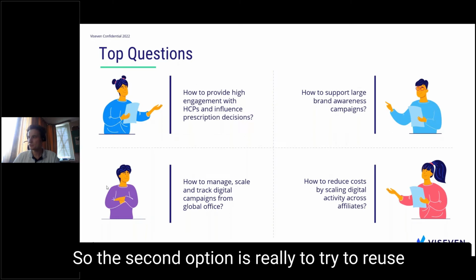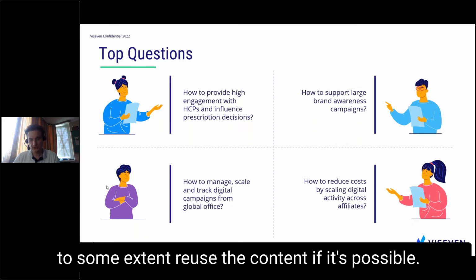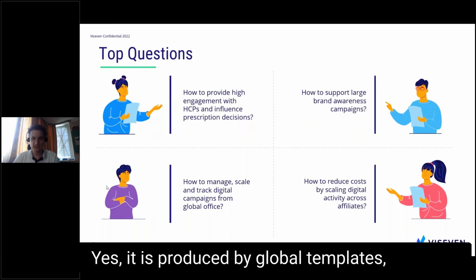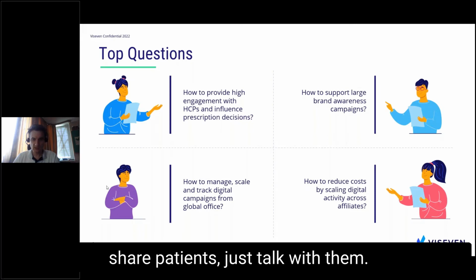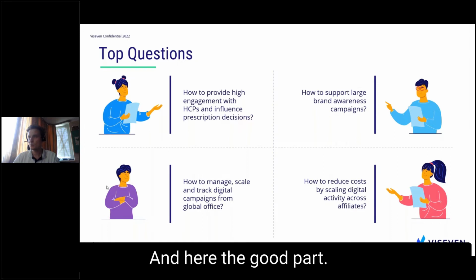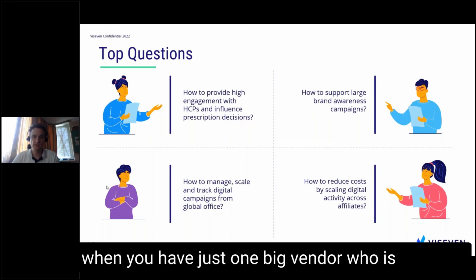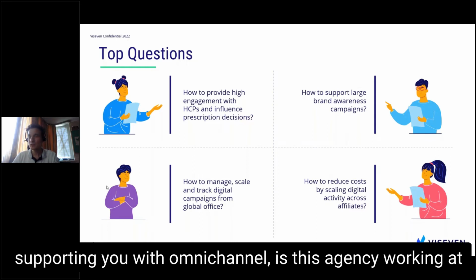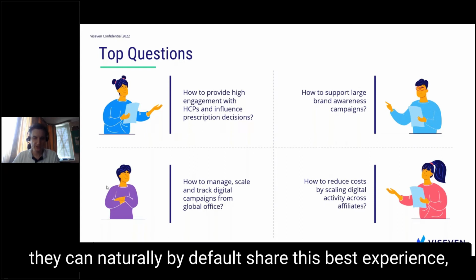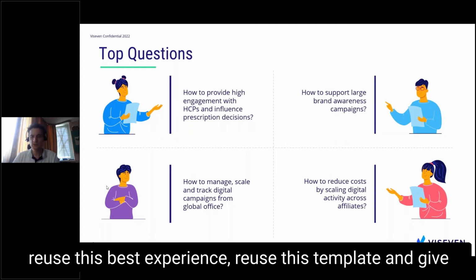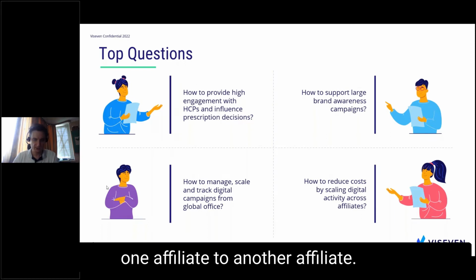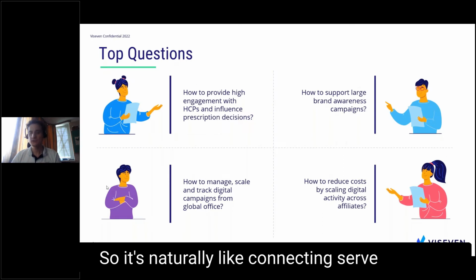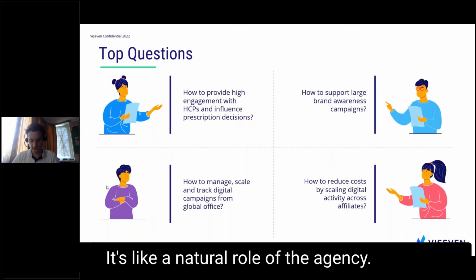The second option is to try to reuse the content, to some extent, if it's possible. Yes, that is produced by Global, some templates. Reuse the best practices. Of course, you will need to share information among affiliates and just talk with them. And here also the good part when you have just one big vendor who is supporting you with omnichannel is that this agency is working at the same time with different affiliates, with different markets, so they can naturally, by default, share this best experience, reuse this template, and give some advice on how to reuse the existing content from one affiliate to another affiliate. So it serves naturally as a connector between different affiliates. It's a natural role of the agency.